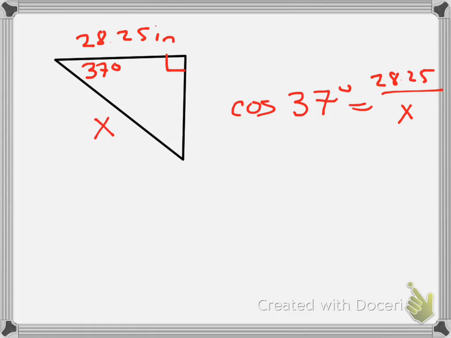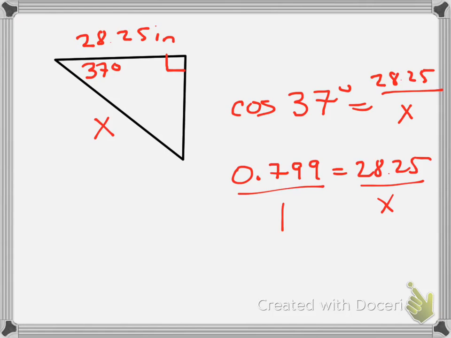So to solve for that, we're going to find the cosine of 37, which is approximately 0.799 equals 28.25 over x. We do our cross product, so basically all you're doing is 28.25 divided by 0.799. So you get that it should be approximately 35 inches long. Okay.